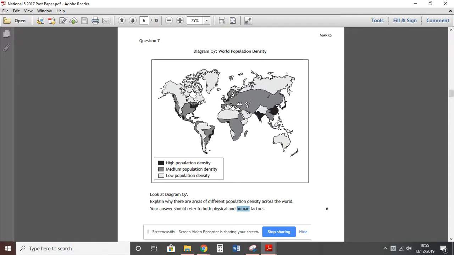If we think about some human reasons, first of all, there's lots of people living in coastal areas. That's because coastal areas suit trade, global trade. And that means that industries are going to be attracted to those areas, which will attract people. Okay.